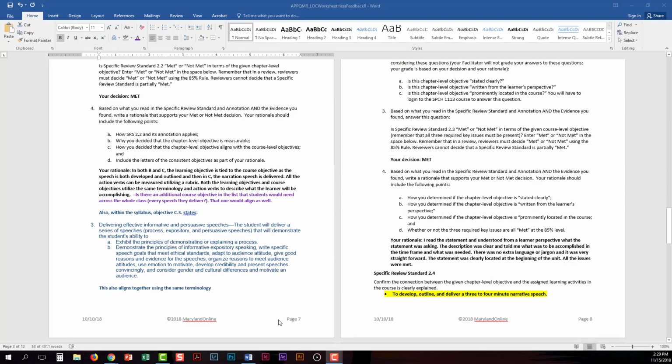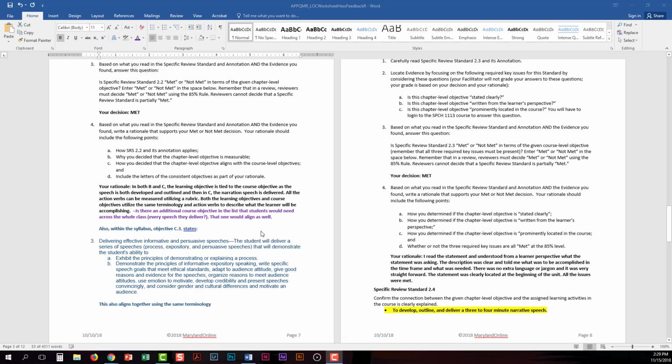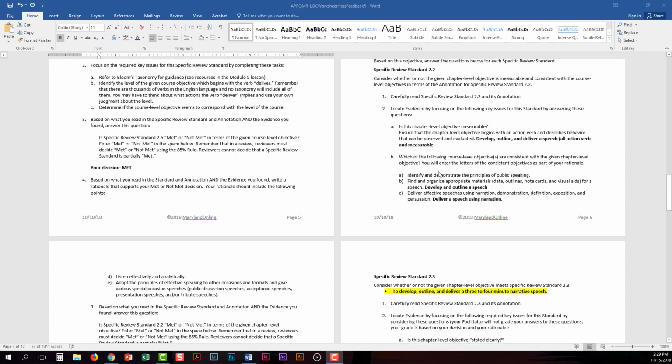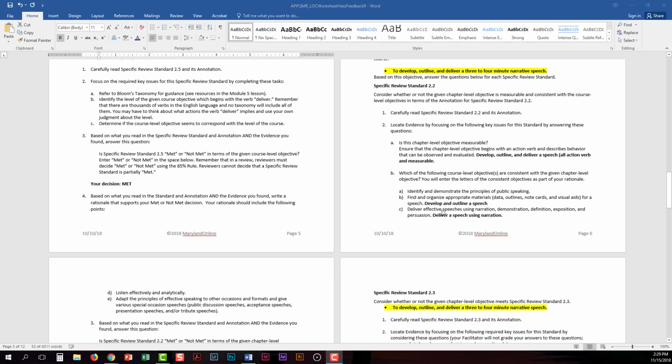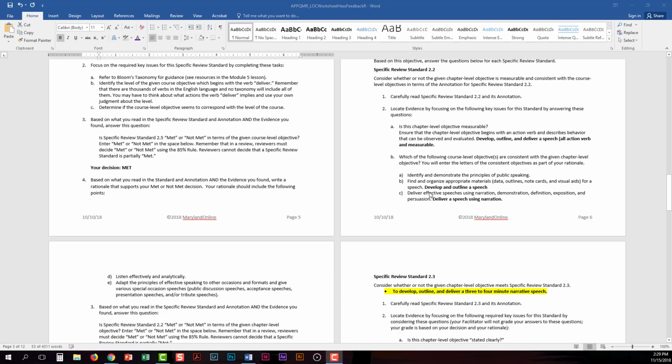With this one, we're on page 7. This is question 4. I didn't require you to revise for this one, so I appreciate the extra work that you did here to explain the alignment. This particular question is asking of the course objectives that are listed on the previous page, which one of them are consistent with the chapter level objectives. So if I scroll up here, these are the chapter level objectives.